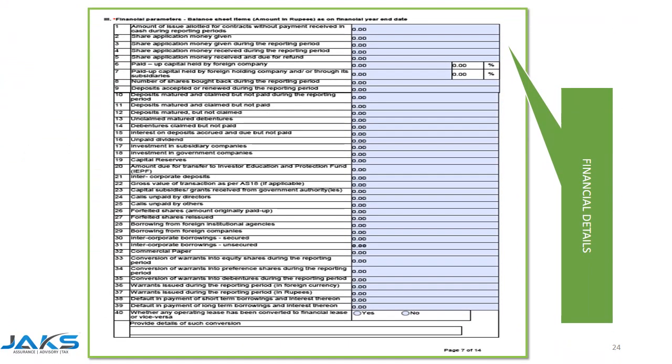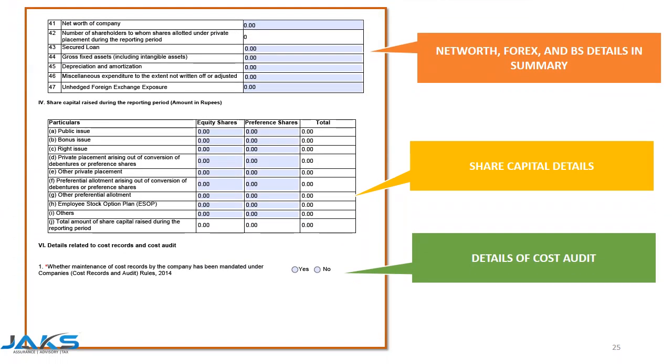Under financial parameters, we are asked about the detailed structure of share capital and debt sources, assets, depreciation, net worth, etc. Under the section Share Capital, there is an analysis of the ways by which shares are issued. Bonus issue, public issue, private placement, ESOP, etc., which is available from the notes about the share capital.